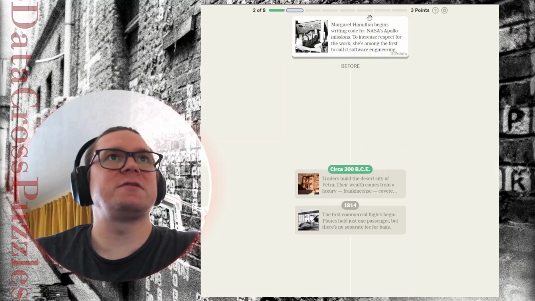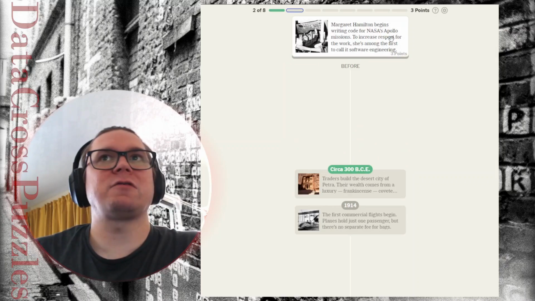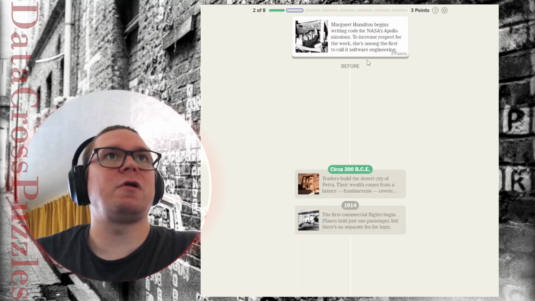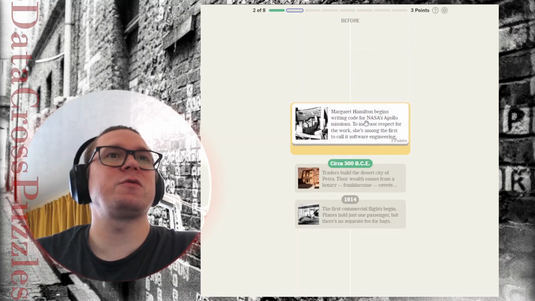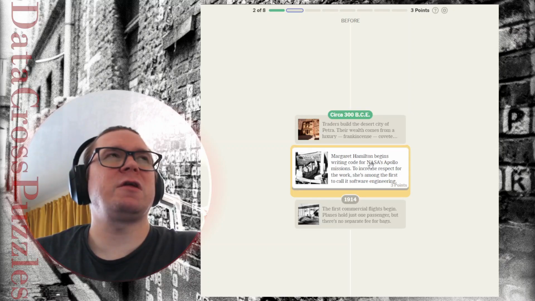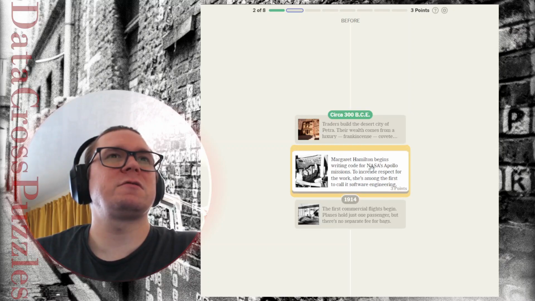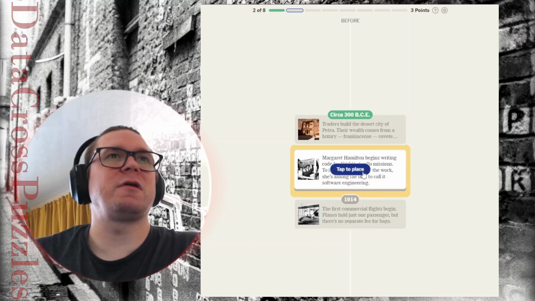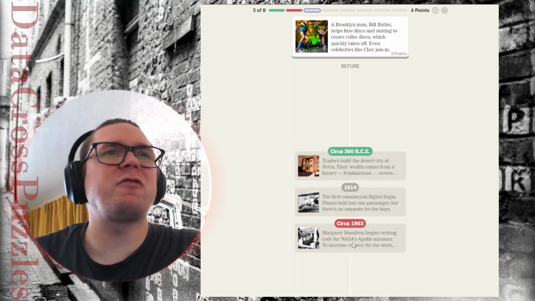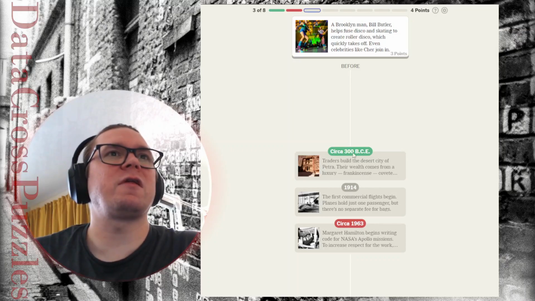circa 300 BCE. Margaret Hamilton begins writing code for NASA's Apollo missions to increase respect for the work. She's among the first to call it software engineering. And I think this was in the 60s. I think Gemini missions maybe started in like the late 50s. And then Apollo missions happened in the 60s. Oh, did I place that in the wrong spot? Oh, that was so silly of me. Okay. Right, okay.